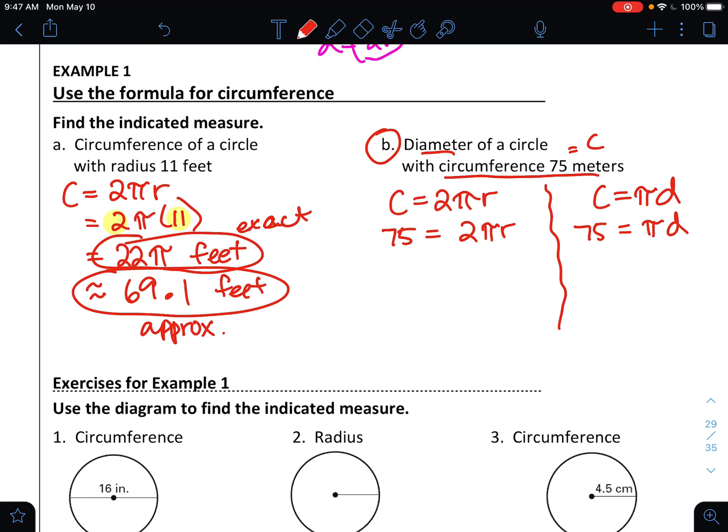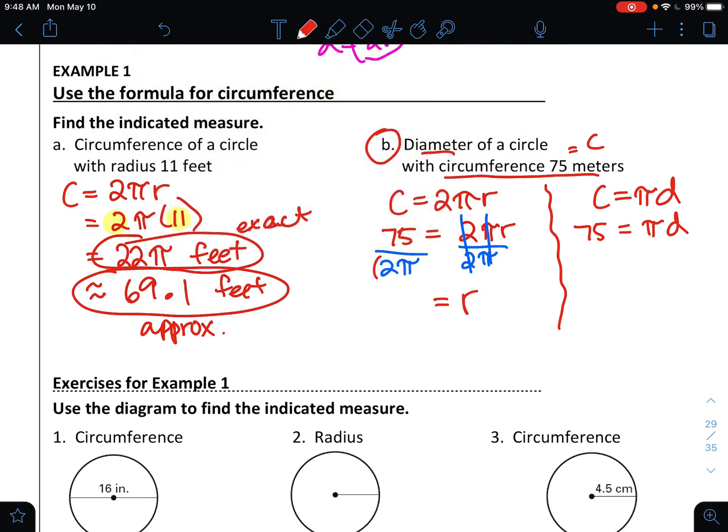I'm going to solve for radius. So I'm going to come through here. I want to divide by 2 and I want to divide by pi. I can do this in one step. So 2 divided by 2 is 1. Pi divided by pi is also 1. So I am left here with r.